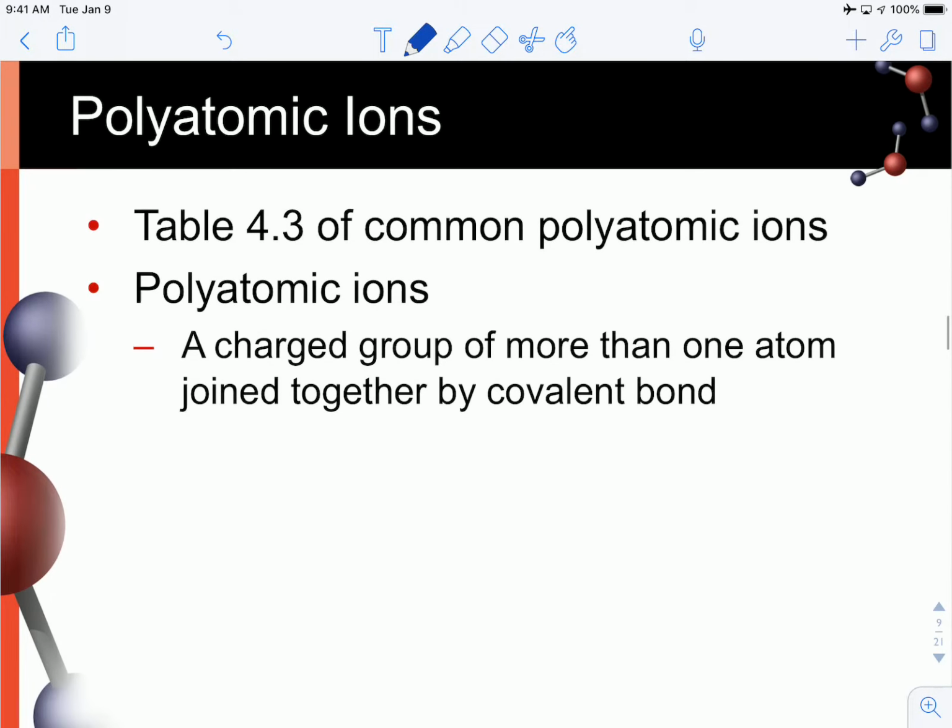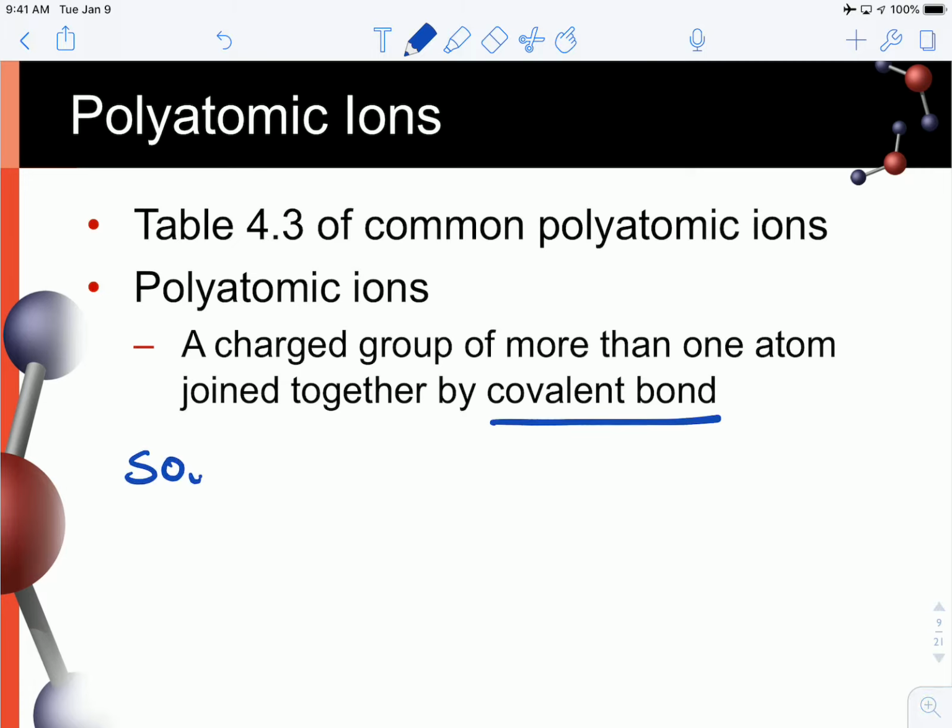Now, another thing you'll see is polyatomic ions. And these are groups of atoms together, covalently bonded, but that have a charge. Okay? So not a single atom. So for instance, they're going to be nonmetals, so they're covalently bonded, sulfur and oxygen, both on the right side of the periodic table, but it has a charge. This is a polyatomic ion.